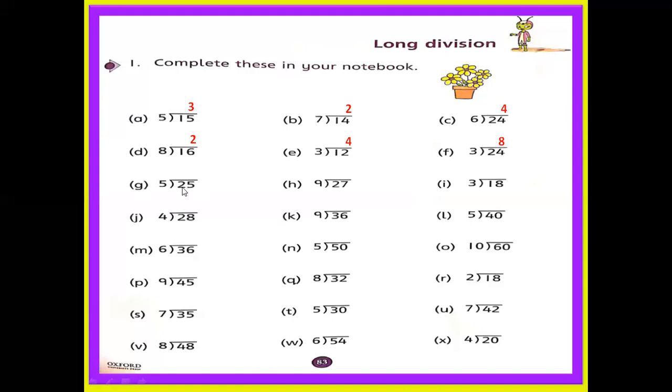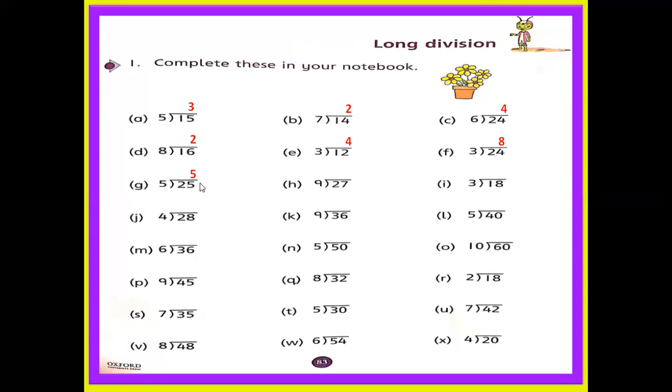G part, 25 divided by 5. Read the table of 5, because 5 is smaller than 25. 5 ones are 5, 5 twos are 10, 5 threes are 15, 5 fours are 20, 5 fives are 25. So 25 comes after multiplying 5 with 5. So our answer is 5. You write the dividend inside this shape, the divisor on the left side, and the answer above this shape.